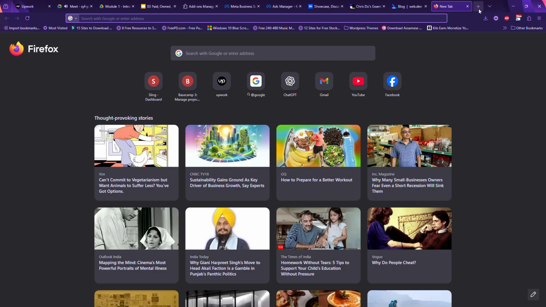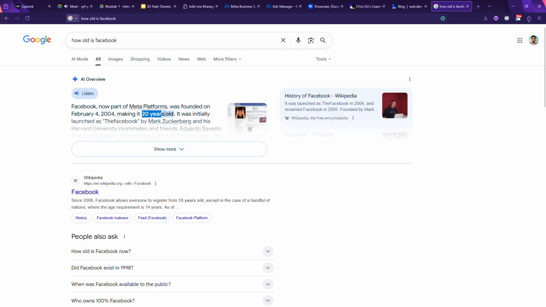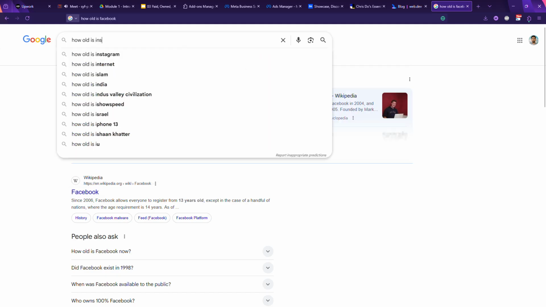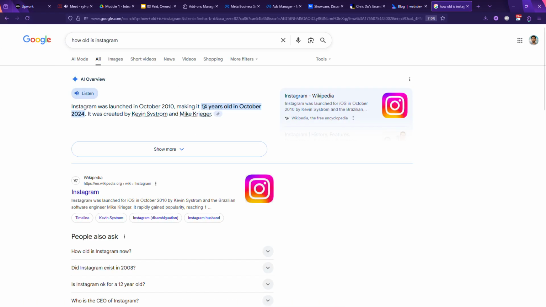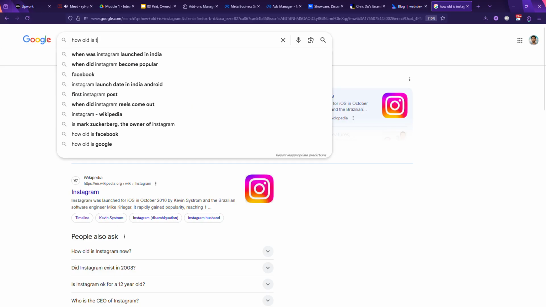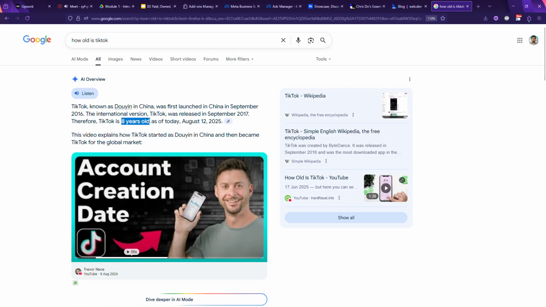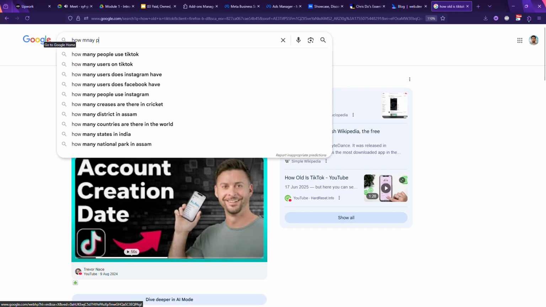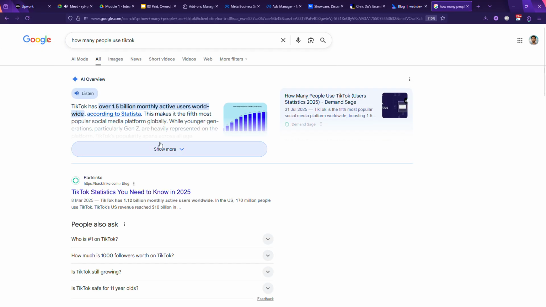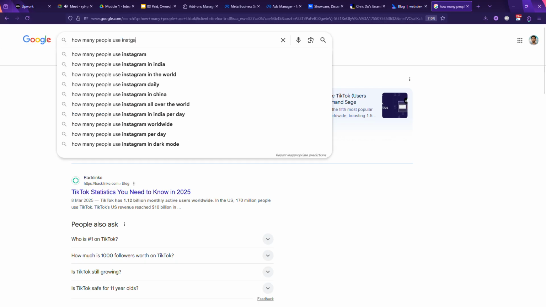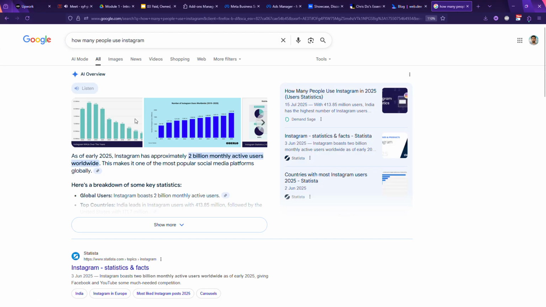If we see how old Facebook is, Facebook is roughly 20 years old. Instagram, 14 years old. TikTok, 8 years old. See, in just 8 years, how many people use TikTok? 1.5 billion people use TikTok. So the post that you make, if it's interesting, can be seen by 1.5 billion people.